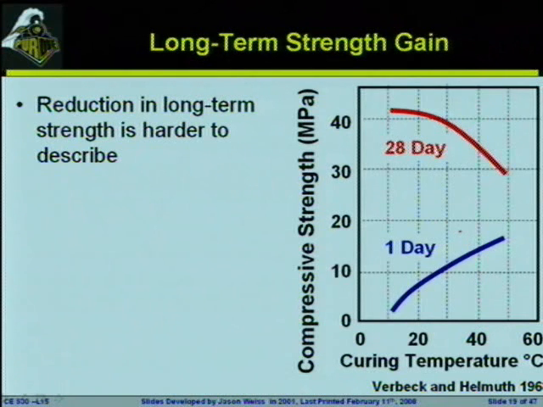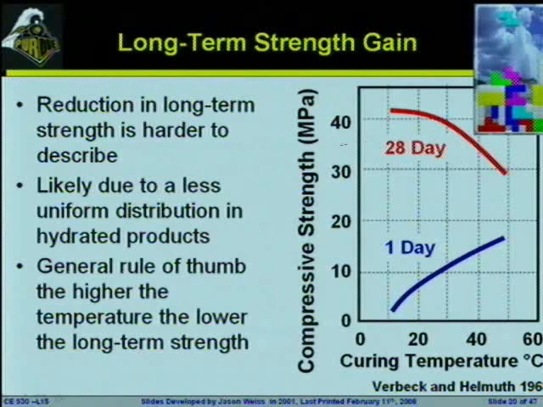Unfortunately, that's not necessarily the case, and what we can sometimes see is that at longer times, this trend starts to reverse itself. And this is a little bit harder to describe because you would say, well, the temperature's been hot, the whole system should be hydrating. Why doesn't it just get to a single value, where it's flat at some long term? Why would a material stored at a higher temperature have a lower overall strength? Well, this is really likely due to the fact that at really high temperatures, the system is hydrating so quickly that it doesn't have time to form a really good microstructure with a really uniform system of hydrated products.